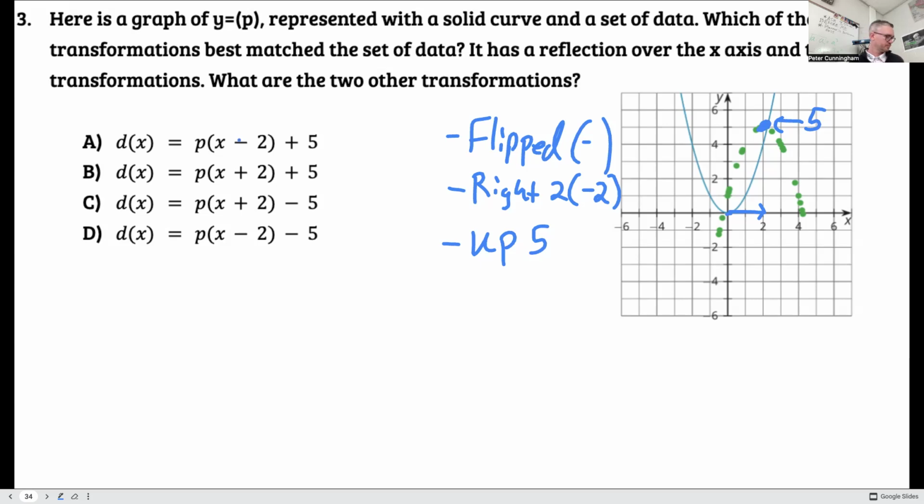The heck? So you guys didn't have any good options, did you? Okay, so let's just look for right 2 up 5. This is the only one with right 2 up 5. But this should have said, because I got a flip there, it should have had a negative there as well. That's weird. So that's a bad question. It should have had an option that flipped our y values negatively. Make sure to change that for next year.